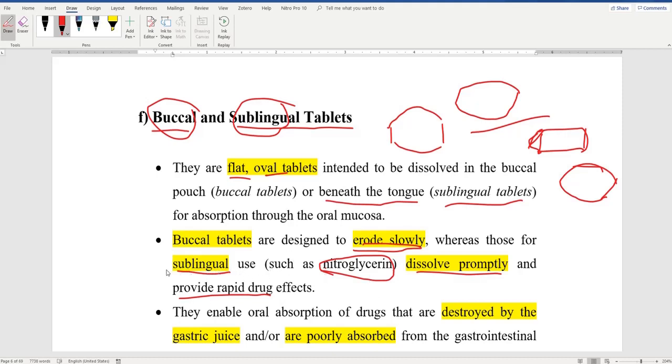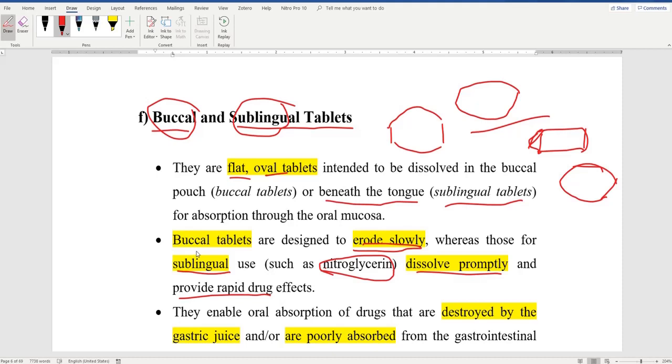In this case, you take sublingual tablets, although it's not used to treat it. If you have angina pectoris, it's not like you take the nitroglycerin to get rid of that. Usually you take it to prevent angina pectoris from happening. In this case, you want the absorption to be fast. In case of buccal tablets, you want to use a drug that you want its absorption to last for longer time. For example, in case of pain.